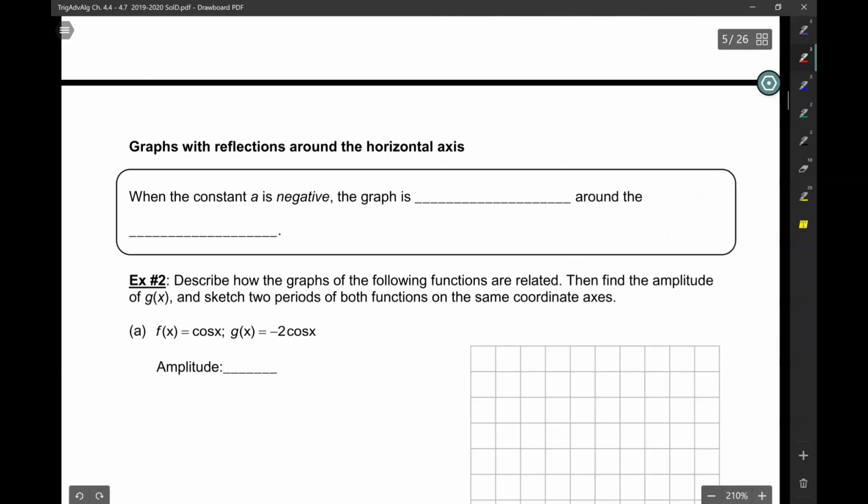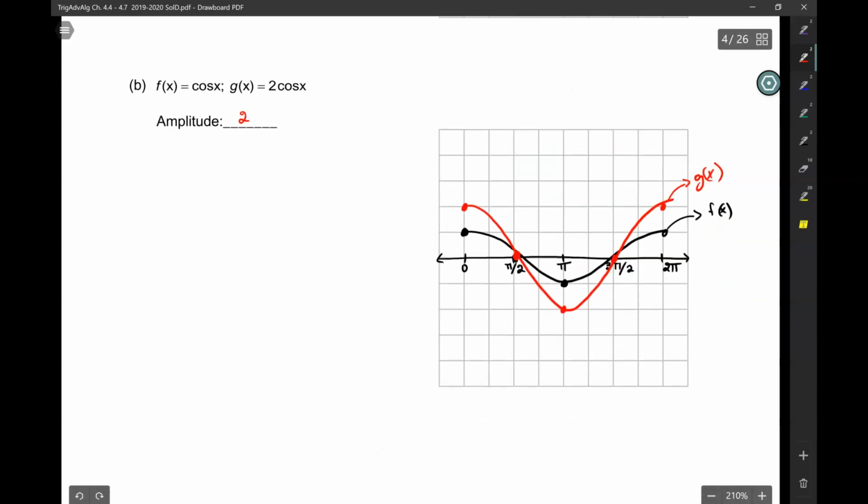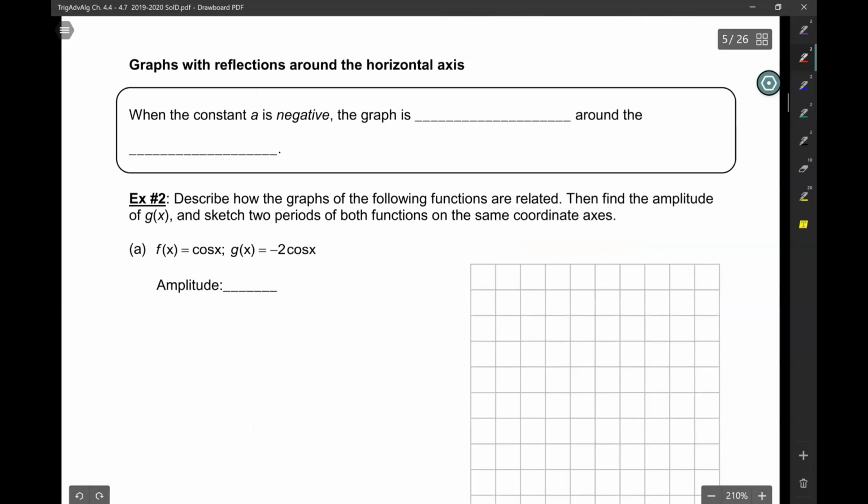Okay. So let's go to what it looks like if there is a reflection around the horizontal axis, right? Reflection around the horizontal axis means it's flipped vertically. Oh, we don't say flipped. We say there is a reflection around the x-axis. Okay? All right. When that constant a in front is negative, we say the graph is reflected around the x-axis.